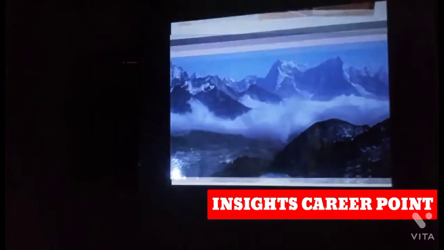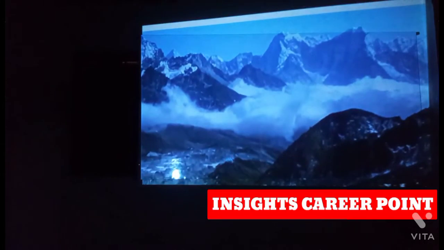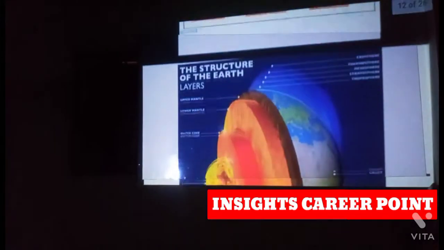Okay, this is the scenic beauty of the Himalayas. You can see the mountains covered with snow, and it seems like an abode of gods, isn't it? It looks like the home of the deities and gods. Okay, let's see the interior of the earth first.